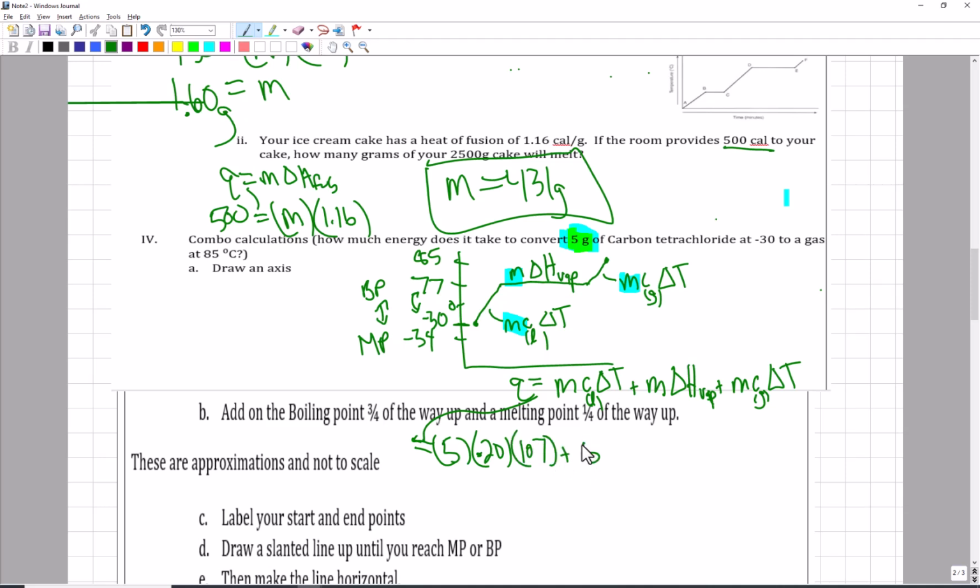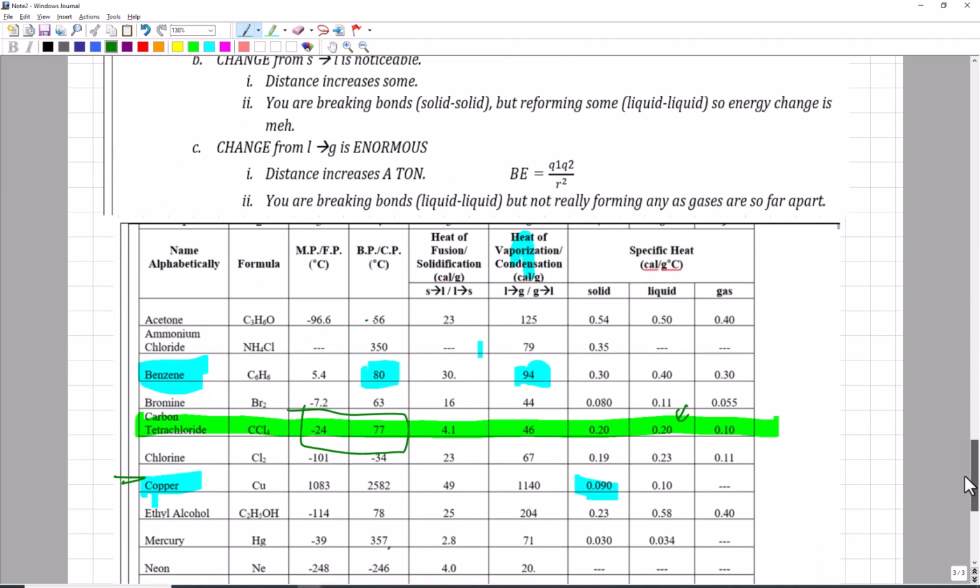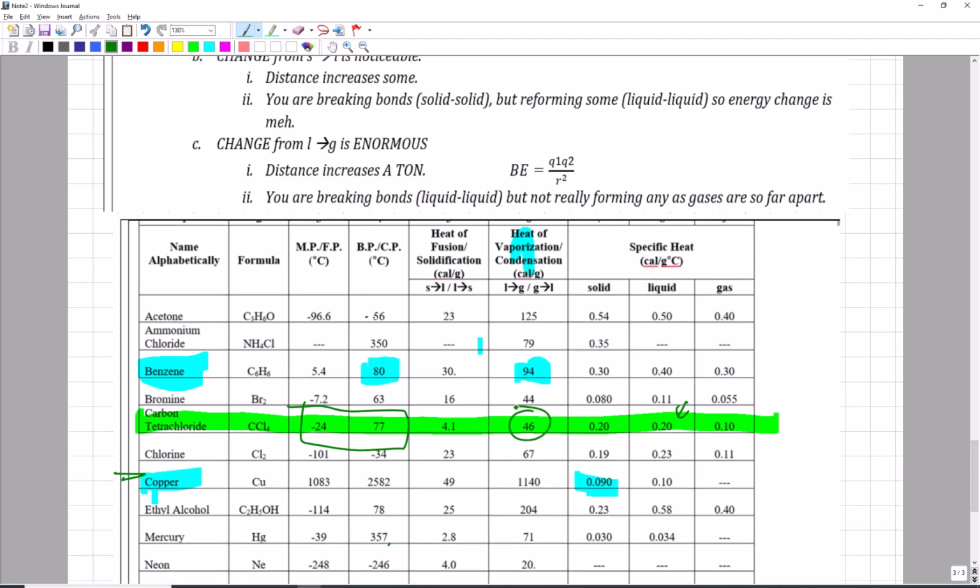Plus, I still have 5 grams. I need the heat of vaporization because I'm boiling my carbon tetrachloride. Carbon tetrachloride's heat of vaporization is 46.